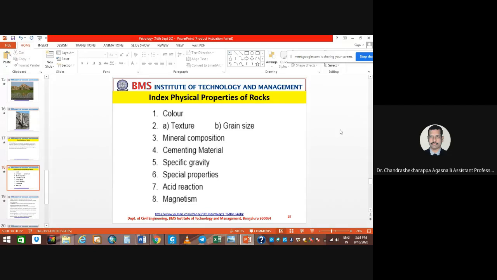And what is the specific gravity? As we discussed for the minerals, the specific gravity will be medium, low, or high, based on the mineralogical composition, so the specific gravity may vary. And what are the special properties? Most minerals have typical properties, but some properties are common for almost all the rocks. It depends, okay. And the acid reactions will be there, and magnetism will be there, attraction to the magnet.